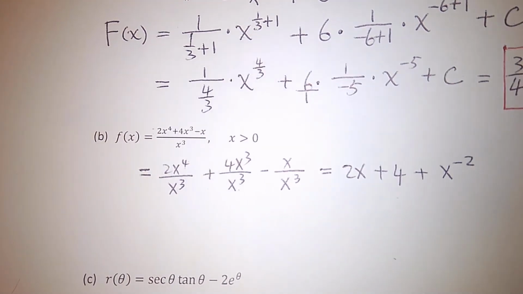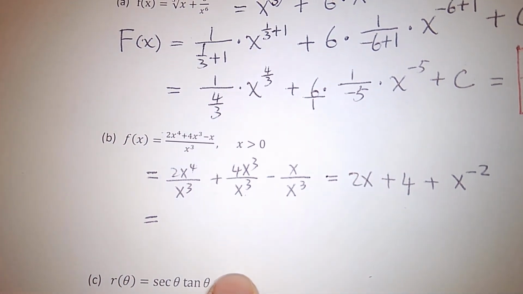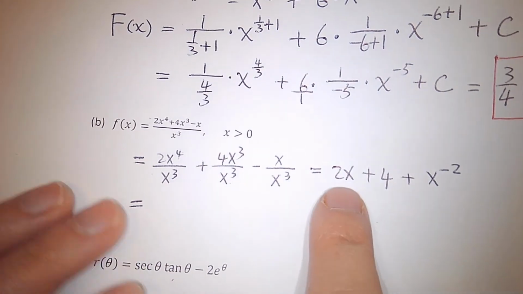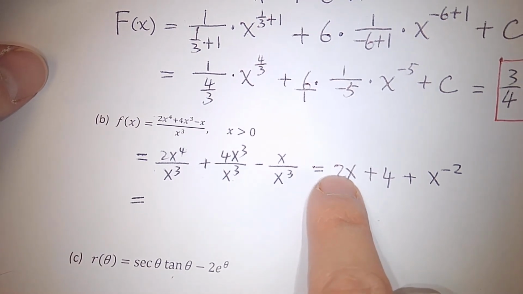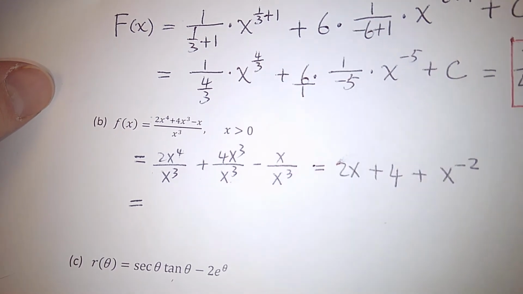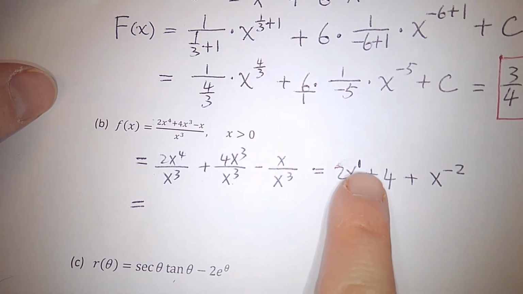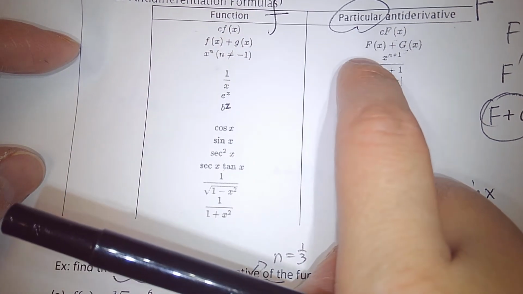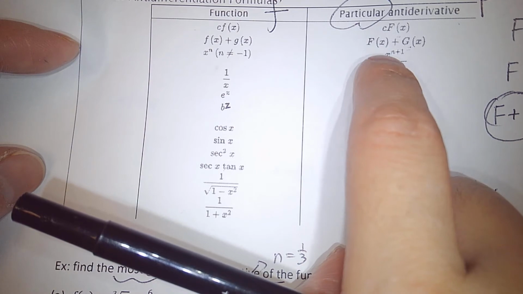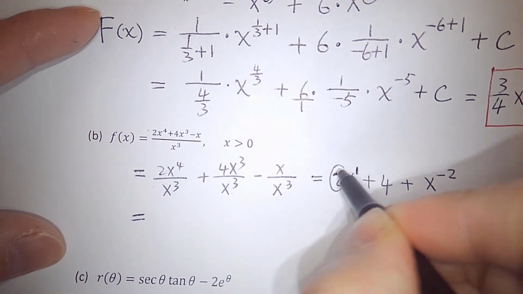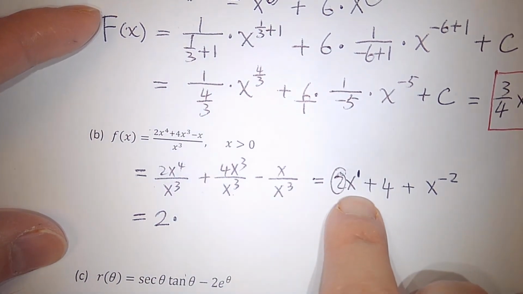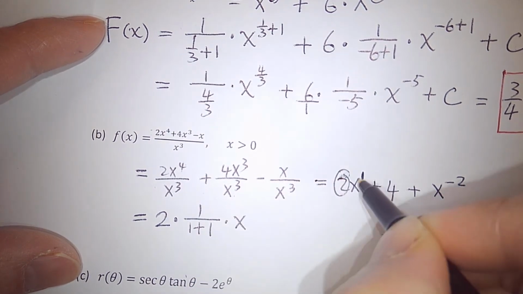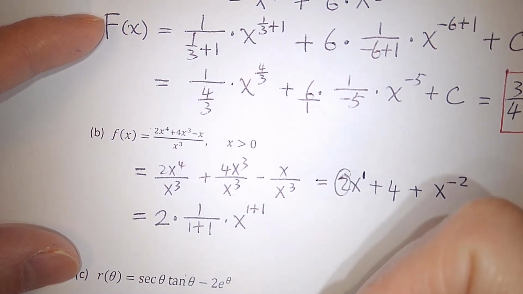So 2x, what is the antiderivative? Think about what function's derivative equals x? x squared, right? Or if you don't know how to do it this way, 2 times x to the first power, we know the antiderivative should be 1 over n plus 1 times x to the n plus 1 power, where n is 1. You guys agree with that, right?